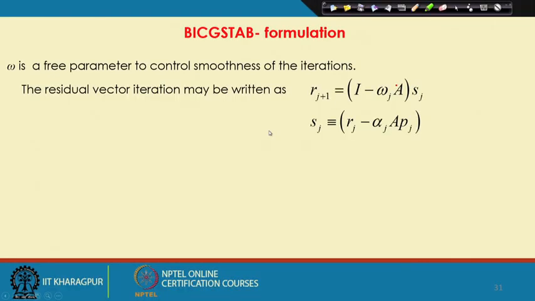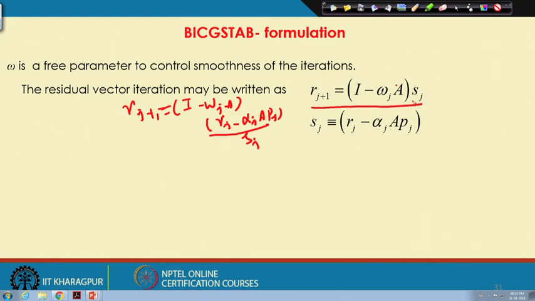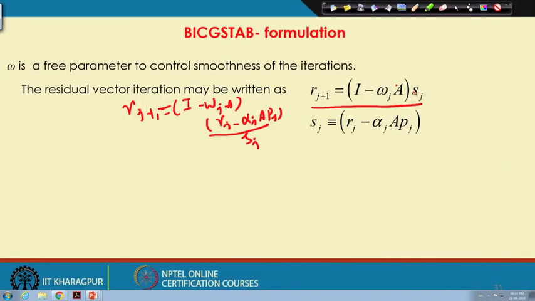Let us look into the step of omega. The residual vector is written as r j plus 1 equals I minus omega j A times r j minus alpha j A p j, where we are introducing a new vector s j. So the original relation we got is r j plus 1 equals I minus omega j A times r j minus alpha j A p j. Now I replace that with s j and write this equation. So this finds the residue vector from the older residue minus some vector s j. I have an older residue vector, I subtract something from it, and then I multiply by I minus omega j A to find the new residue vector.